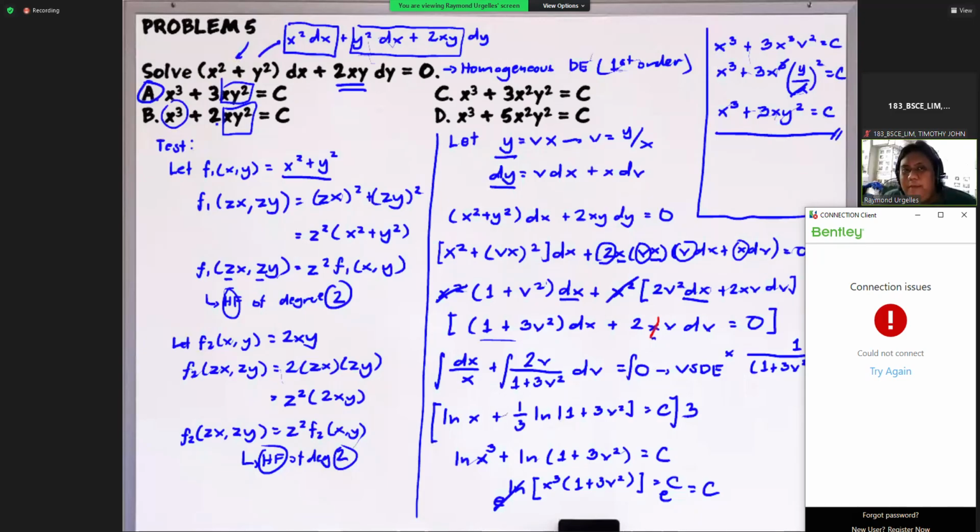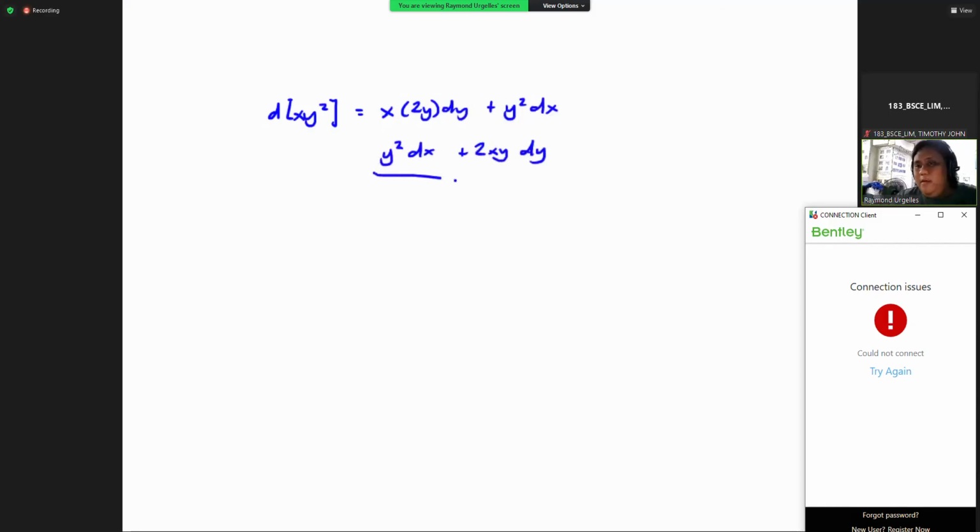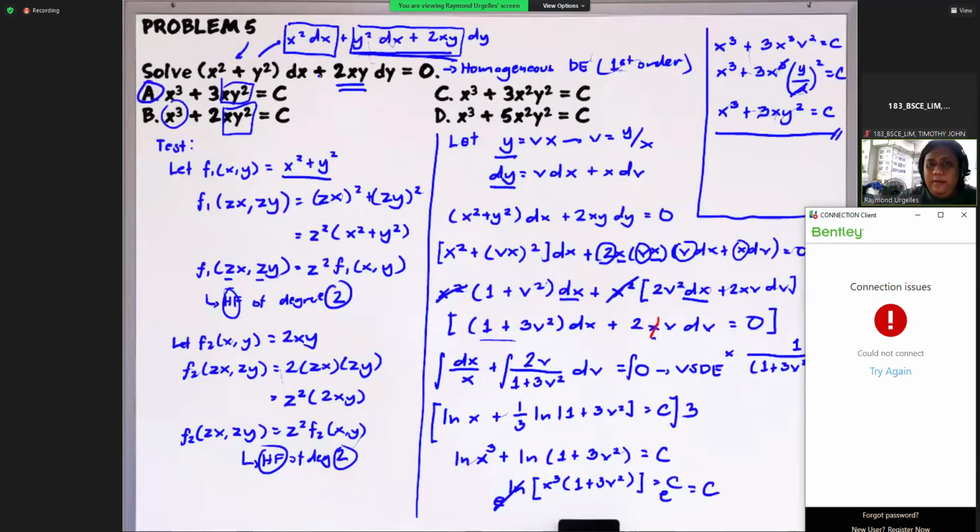So try niyo na lang hanapin yung magbibigay sa inyo ng ganitong format ng equation pag kinuha niyo yung derivative. Ano ba yung derivative ng xy squared? Pag kinuha ko yung derivative nito, by product rule, this is simply x times 2y dy plus y squared times dx. Or we can rearrange this as y squared dx plus 2xy dy. Kung napansin niyo yan, yan yung given sa atin: y squared dx plus 2xy dy.